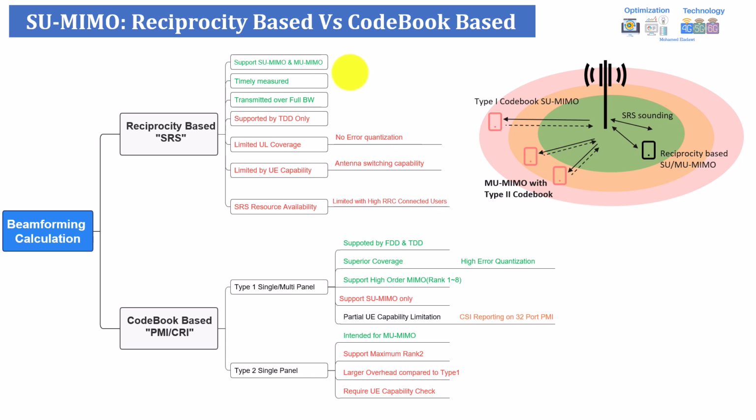The second point is that it has much better coverage, as we mentioned during the explanation of SRS. For example, as you can see here, this user is at the very edge of the cell. So in this case, it's preferred to use the codebook, which is PMI type 1, because it has more superior coverage.